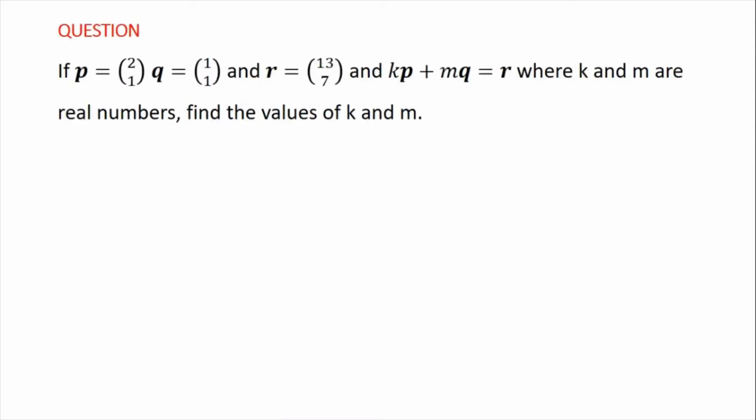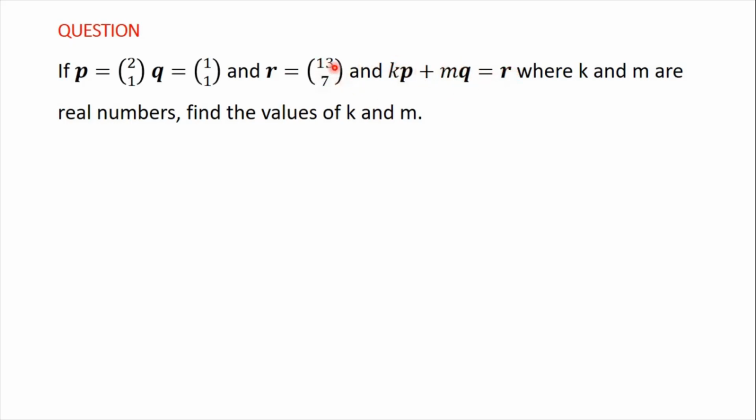If p is equal to (2, 1), q is equal to (1, 1), and r is equal to (13, 7), and kp plus mq is equal to r, where k and m are real numbers, find the values of k and m. Okay, so we see here that we have these vectors, kp and mq, and when you add them, it's equal to this vector here, which is vector r. So the first thing we need to do is to find the vector kp and the vector mq. We add them and we equate it to the vector r.